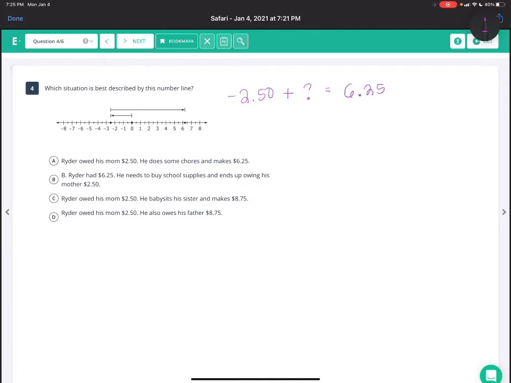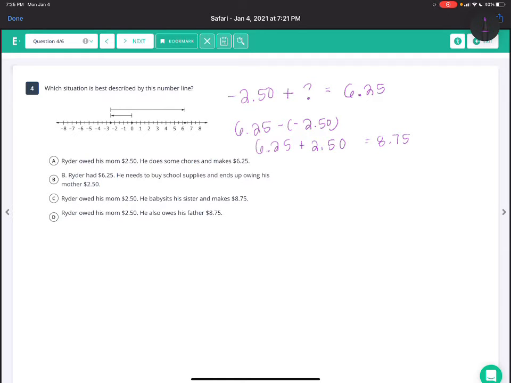Now, I don't know what was added, but if I wanted to figure out what was added, I could easily subtract. We did this type of problem in one of our lessons, so make sure you refer back to your lessons. I could subtract to find the length of the second arrow. We can add instead, so it's going to be 6 and 25/100ths plus 2 and 50/100ths. When I add that together, the actual missing number would be 8 and 75/100ths.